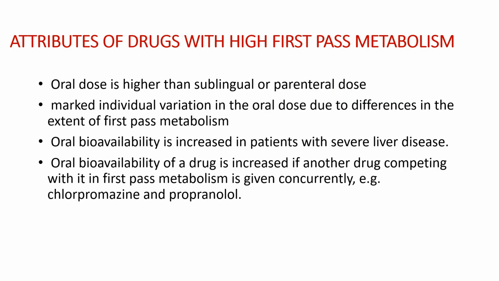What are the attributes of drugs with high first pass metabolism? Oral dose is always higher than other routes of administration, and there is marked individual variation in the oral dose due to differences in the extent of first pass metabolism between different individuals. Whenever a drug with high first pass metabolism is given orally and the patient has liver disease in which this metabolism will be compromised, the bioavailability will be increased drastically, and you should be very careful about the dose. And oral bioavailability of a drug is increased if another drug competing with it in the first pass metabolism is given concurrently. So this is what we were talking about, the drug interactions.